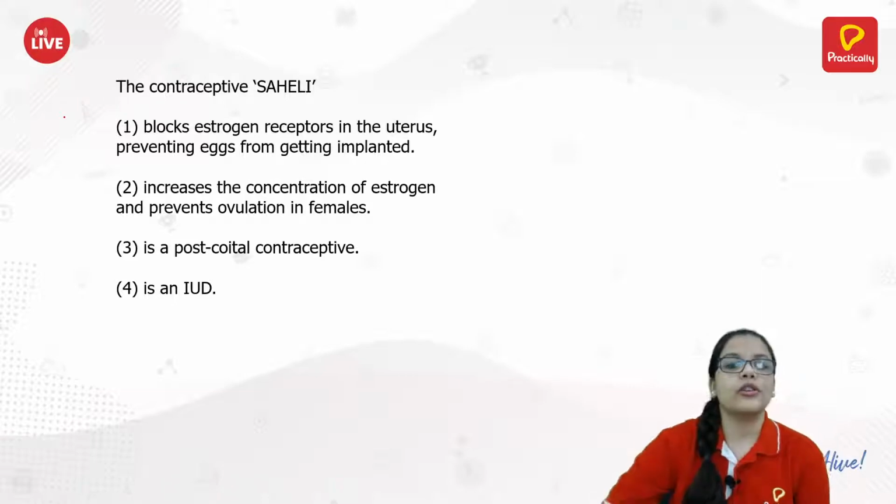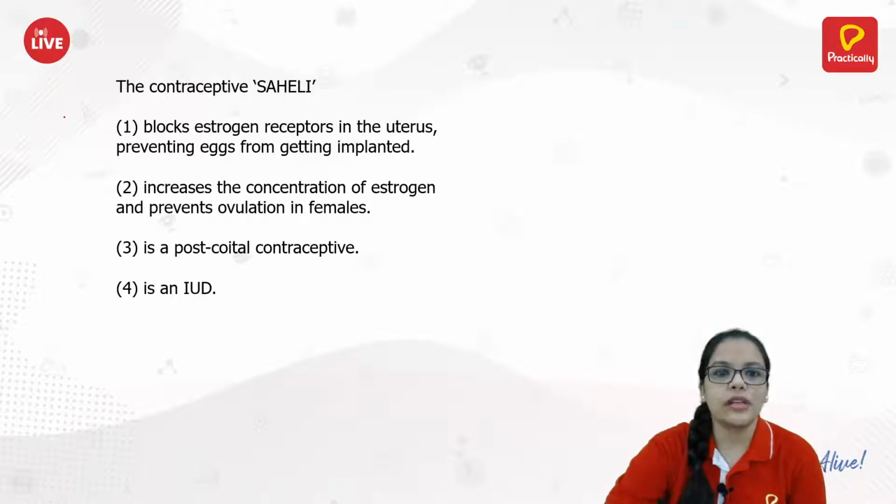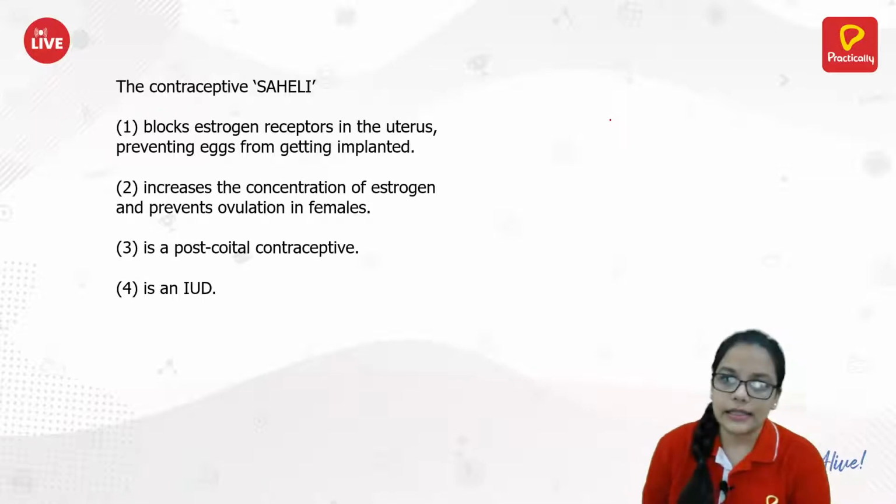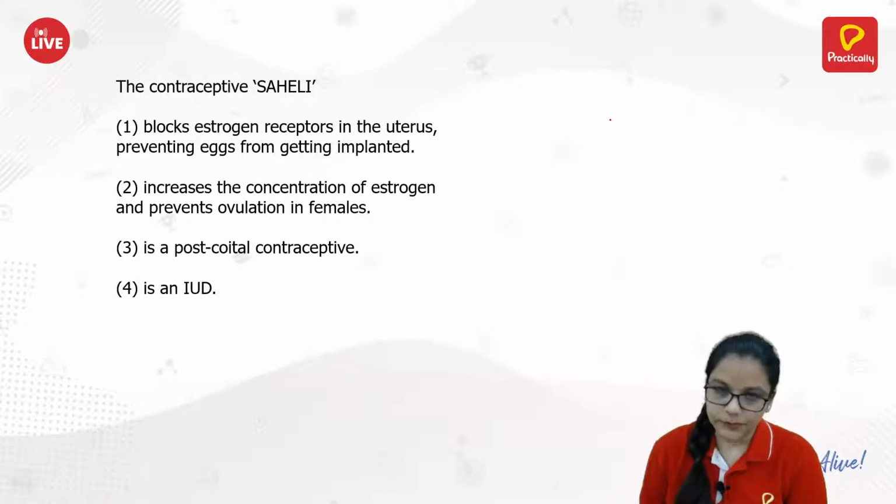Okay, the contraceptive Saheli blocks estrogen receptors in the uterus, preventing eggs from getting implanted, increases the concentration of estrogen and prevents ovulation in females. It's a post-coital contraceptive and is an IUD. The thing is, Saheli is a pill.